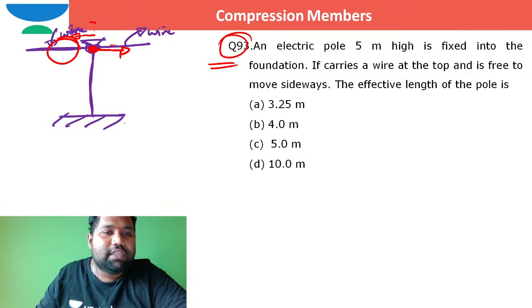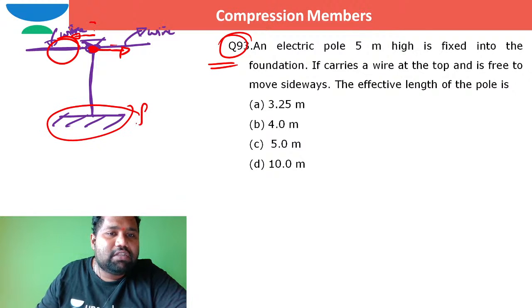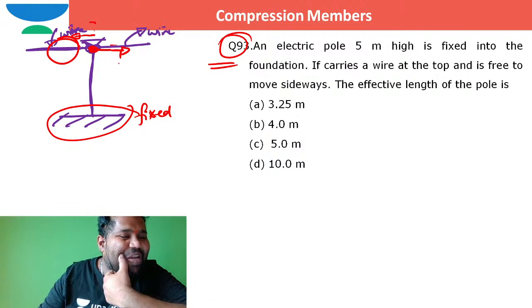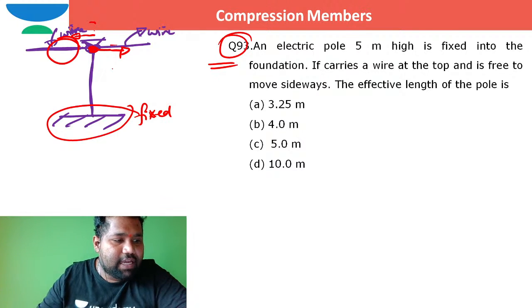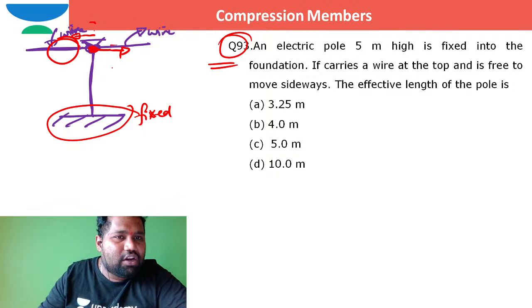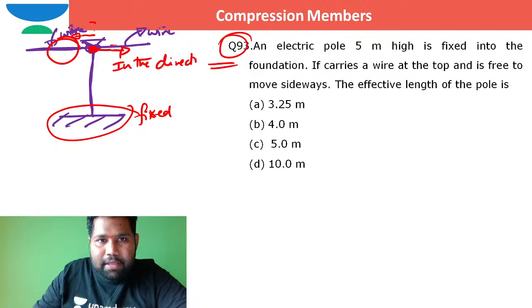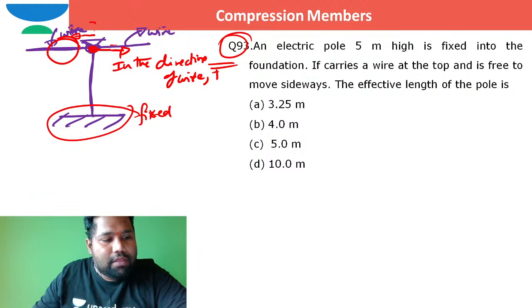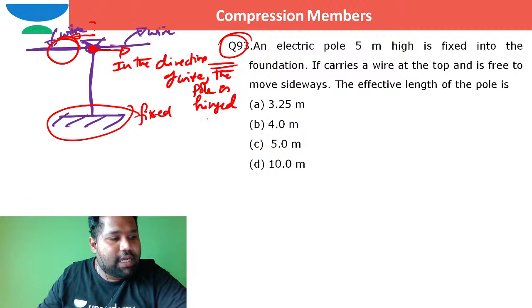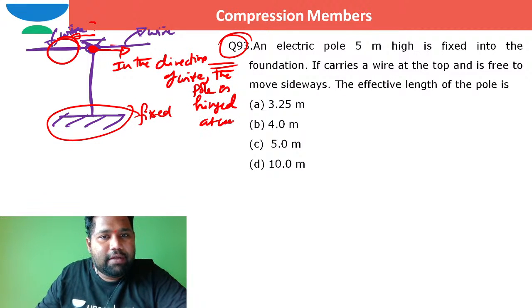That means at this bottom end it is fixed. You can read it like at this top end it is not completely free. I can say, in the direction of the wire, the pole is hinged. The pole is hinged at the wire end.